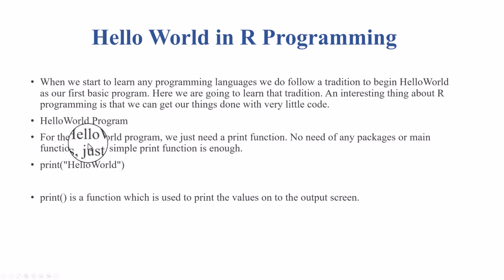So for the hello world program, you just need a print function. No need of any package or main function, just a simple print function is enough. So if we write print, then we start the bracket, then the double quote, and then we write hello world, and then press double quote and close the bracket. Then when we press enter, it will show you hello world here. It means that if it shows, our R programming language is working.